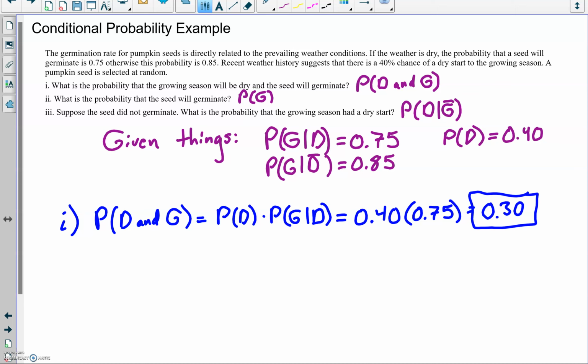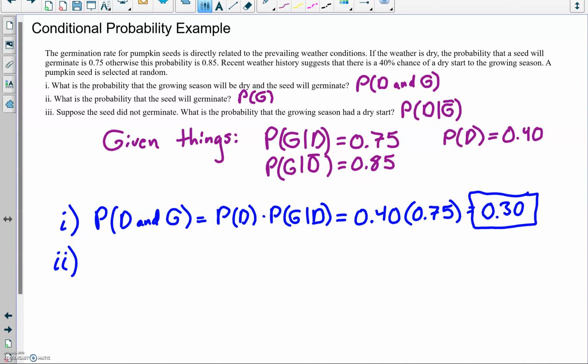Make sure I say that correctly, because the probability of germinating in dry weather is 0.75. Sorry about that, a little bit of specifics on the words there. So dry and will actually germinate: a 30% chance that you're going to see these events happening.